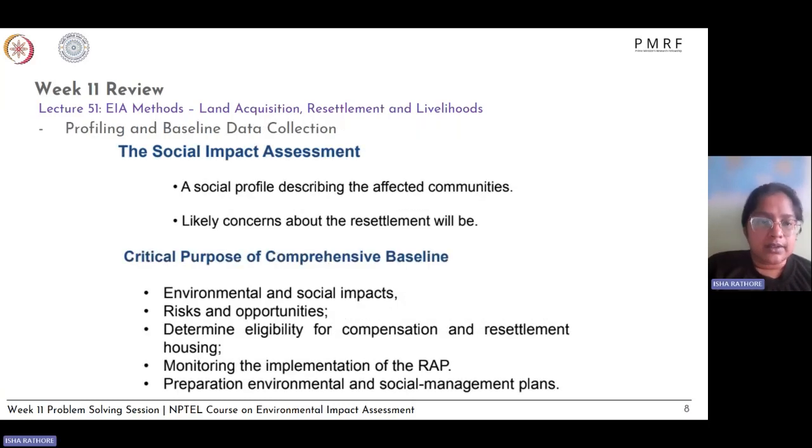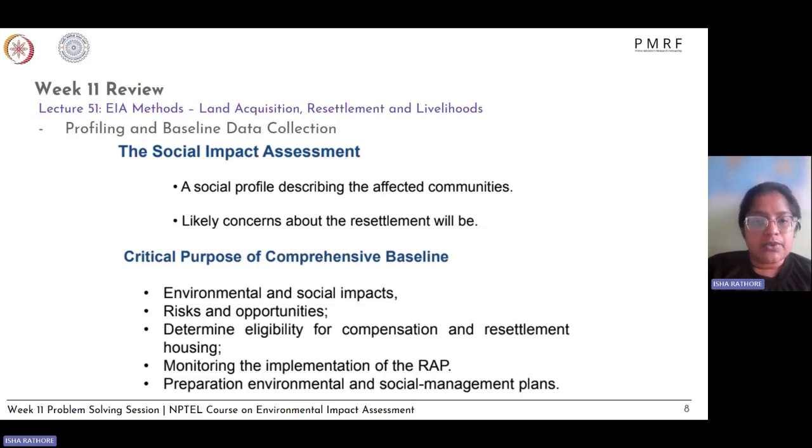So for doing the profiling and baseline data collection, we have the social impact assessment. We need to do the social impact assessment because a community is being socially involved, which will be displaced or whose land is being acquired. So we need to generate a social profile describing the affected communities, and we need to look up at the likely concerns about the resettlements that they will have.